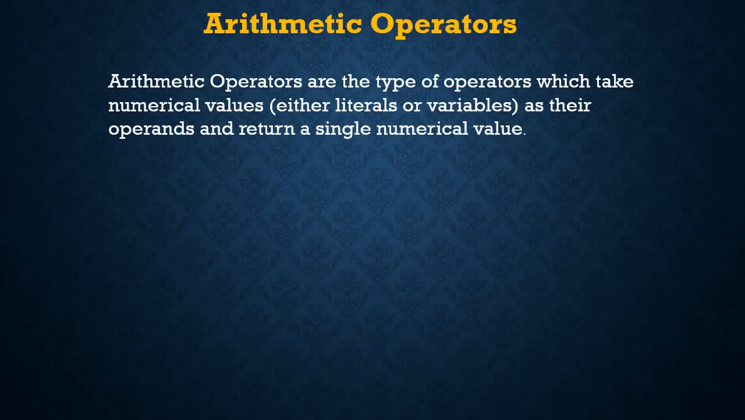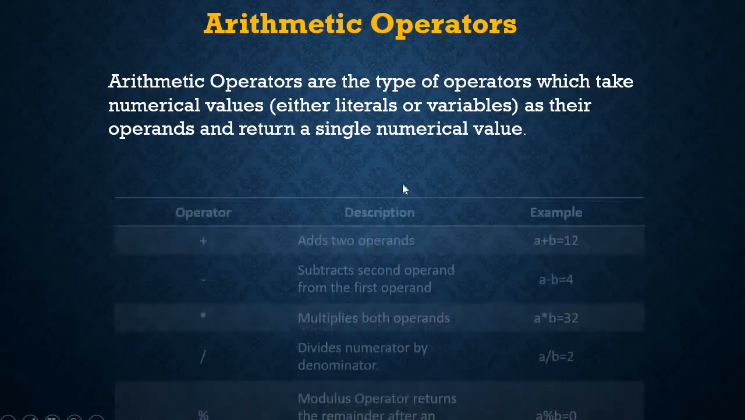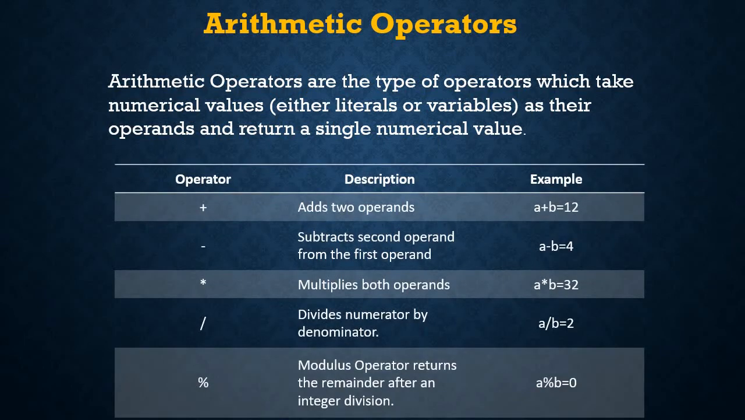Arithmetic operators are the ones which do the basic mathematical functions. It's the type of operator which takes numerical values as operands and returns a single numerical value. The set of arithmetic operators is explained here, starting from plus to the percentage symbol. Plus adds two operands, minus is for subtraction, the star multiplies both operands, slash is for division, and the percentage symbol is for modulo. That means we will get the remainder value in a division.